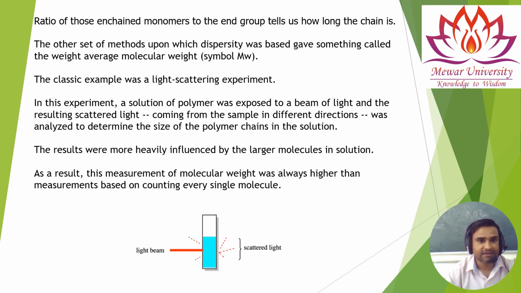You can see in the picture, one light beam is scattered by the polymer. In this experiment, a solution of a polymer was exposed to a beam of light, and the resulting scattered light coming from the sample in different directions was analyzed to determine the size of the polymer chains in the solution. The results were more heavily influenced by the larger molecules in the solution. As a result, this measurement of molecular weight was always higher than the measurement based on counting every single molecule.